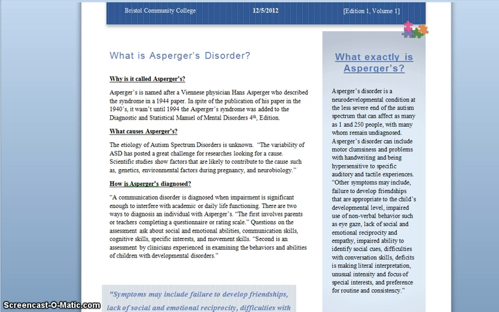A communication disorder is diagnosed when impairment is significant enough to interfere with academic or daily life functioning. There are two ways to diagnose an individual with Asperger's. The first involves parents or teachers completing a questionnaire or rating scale. Questions on the assessment ask about social and emotional abilities, communication skills, cognitive skills, special interests, and movement skills. Second is an assessment by clinicians experienced in examining the behaviors and abilities of children with developmental disorders.